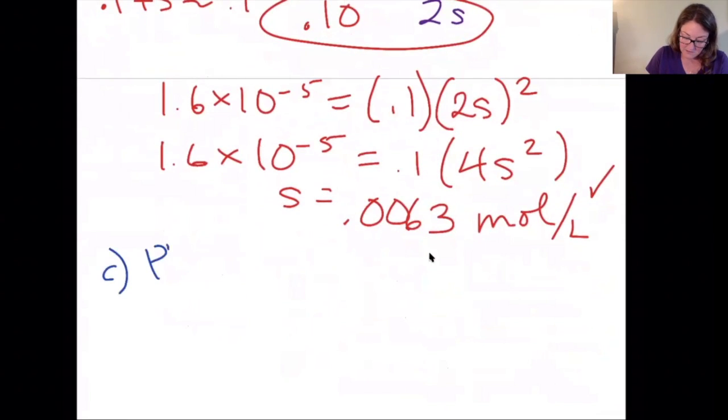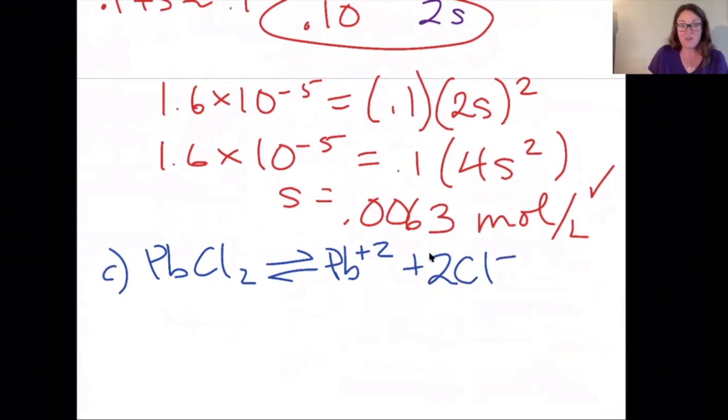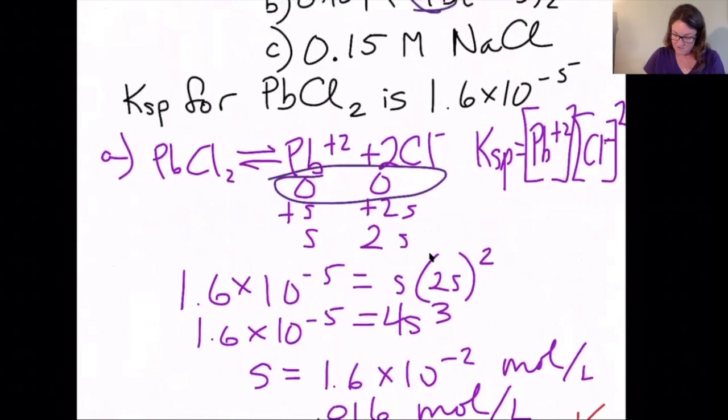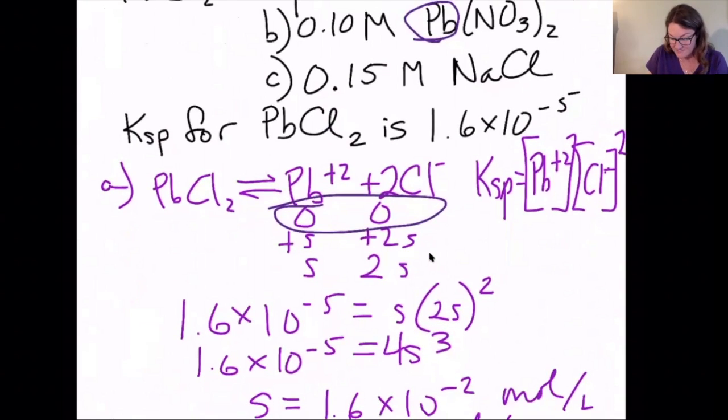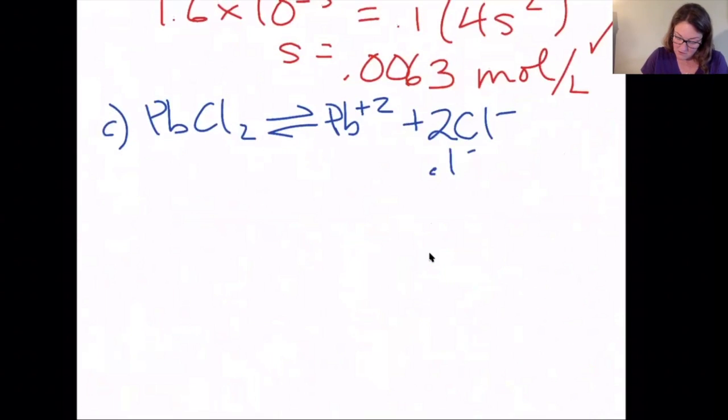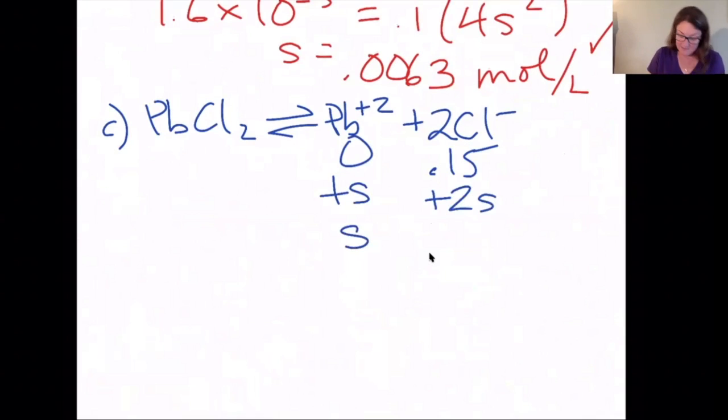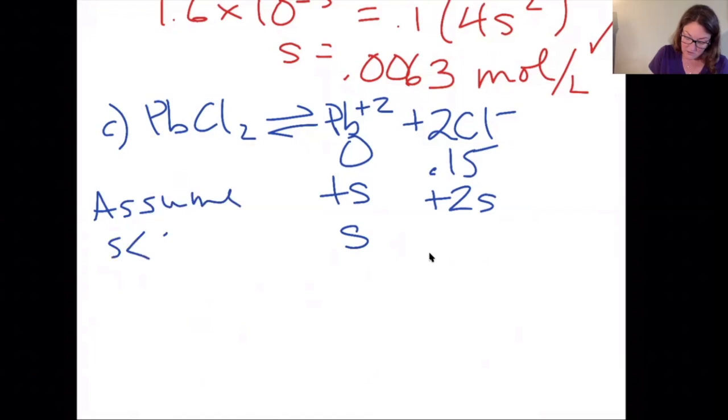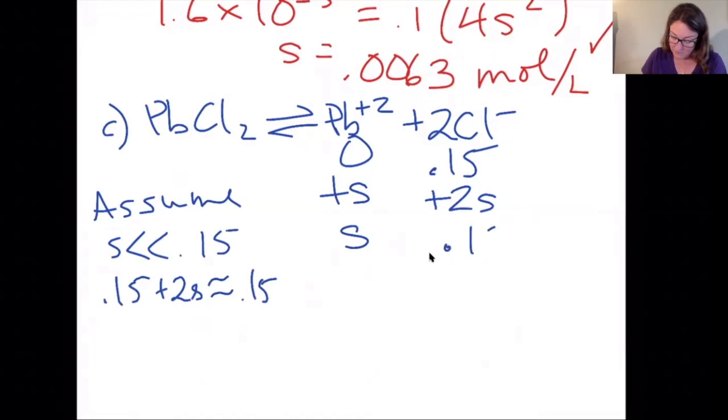PbCl2, once again, the initial concentration of chloride, I believe, was 0.15. 0.15 molar NaCl, fully soluble. So the chloride concentration will be 0.15 molar. This starts at 0, plus S, plus 2S. I get to make the same assumption here. I'm going to assume that S is really small compared to 0.15. As a result, 0.15 plus 2S basically still equals 0.15, allowing me to put 0.15 there.